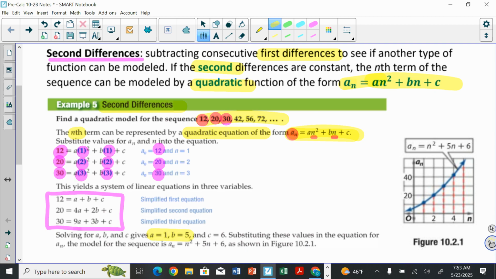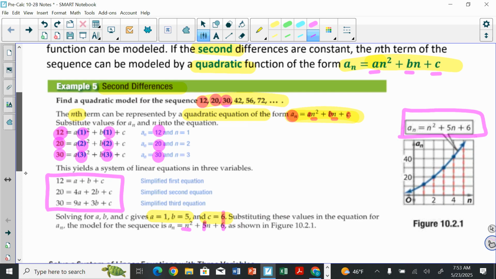But once you get your A, B, and C values, you can put those into our quadratic equation here. Because we found our A, B, and C, we know that A is 1, I put my 5 in here for B, and I put my 6 right here for C. Then you can see this equation and what it would graph like in this model, figure 10.2.1. So that's a lot of explaining. We'll show the work now.